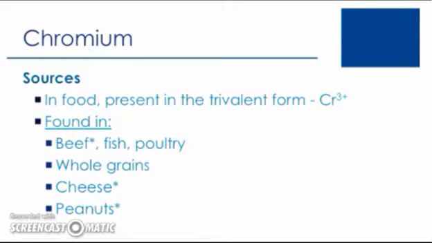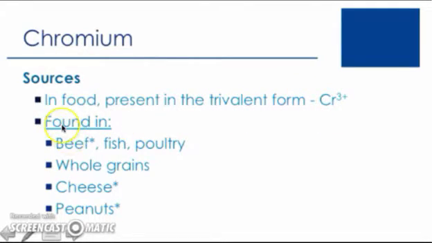Here we see food sources of chromium. We see that it is in food. It is present in the trivalent form, so there are a number of oxidation states of chromium ranging from chromium 2- to chromium 6+. However, in food it is seen in this trivalent form.